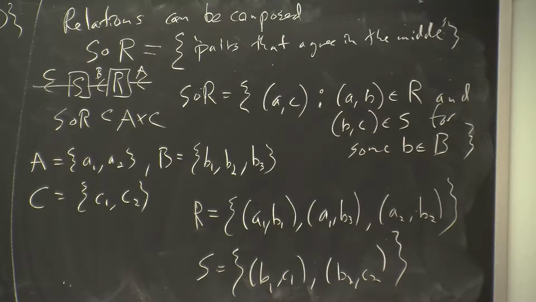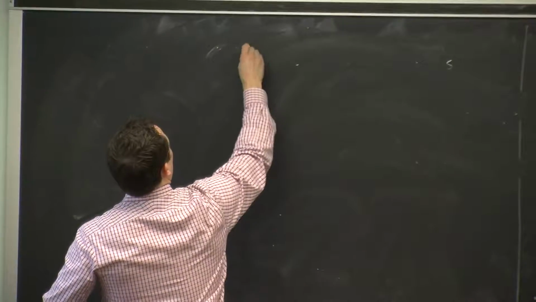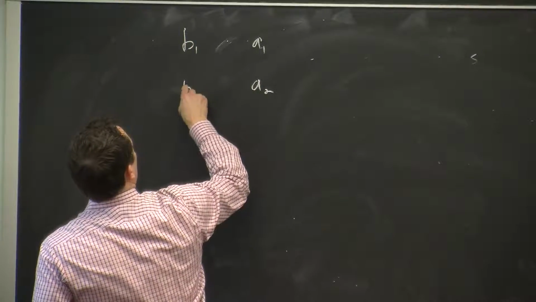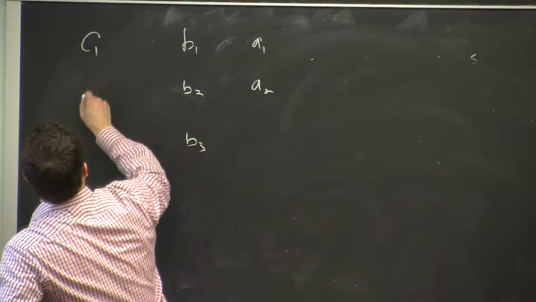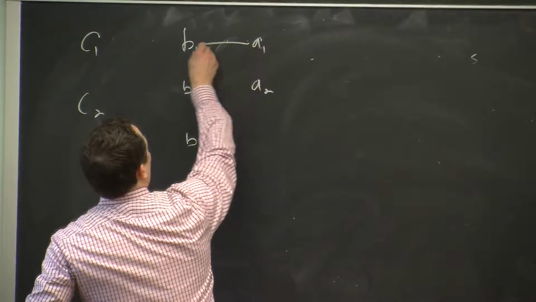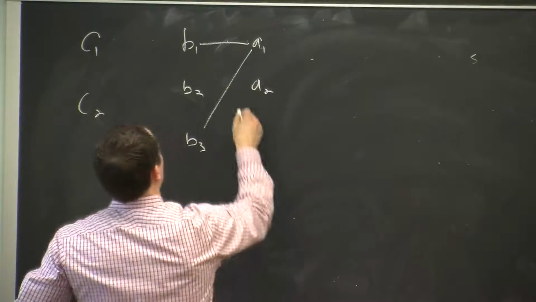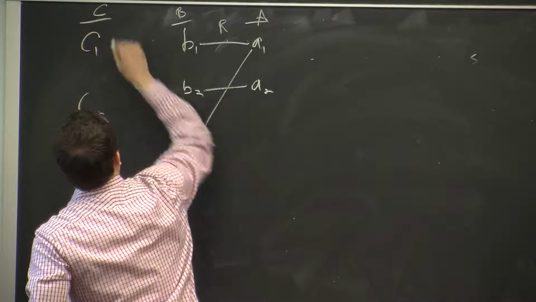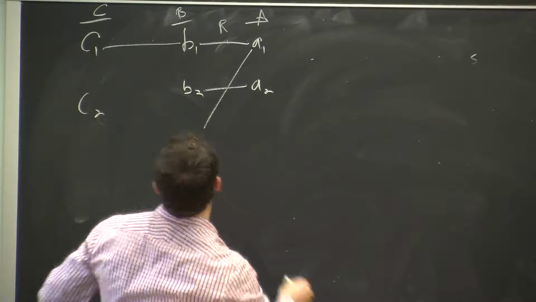So it might be best to write that first as a picture. A has two elements, A1 and A2. B has three elements, B1, B2, and B3. And C has two elements, C1 and C2. And I can diagram the relation R as connecting A1 and B1, connecting A1 and B3, and connecting A2 and B2. That's R. There's A, B, and C. And I can diagram the relation S as connecting B1 and C1, and it connects B2 and C2.